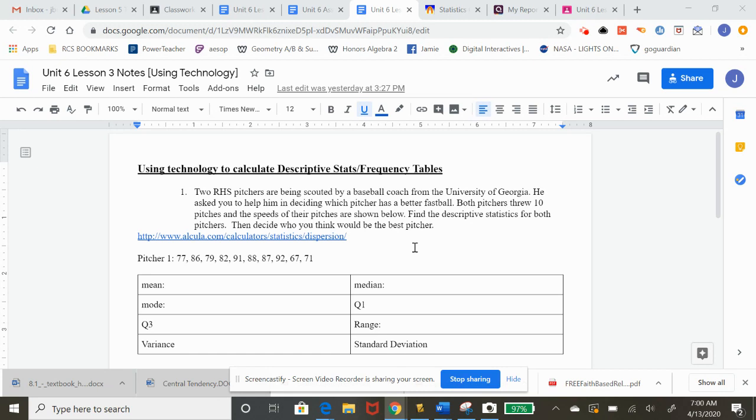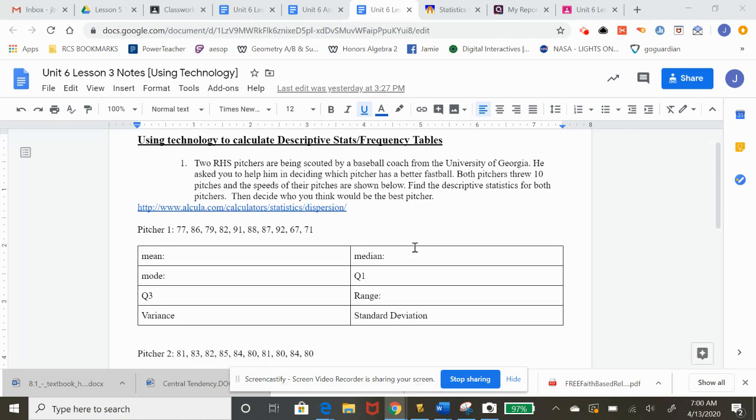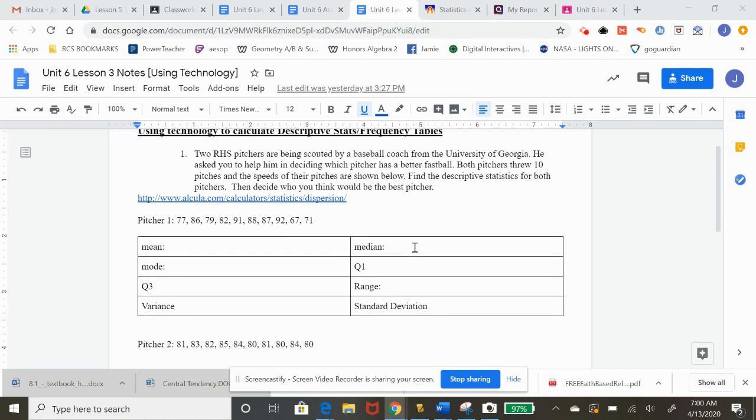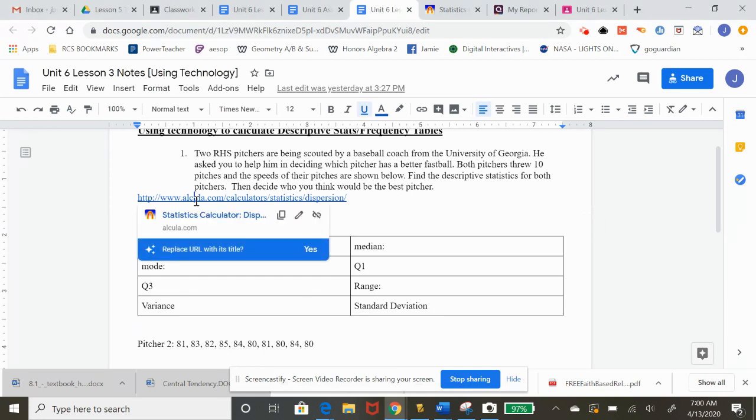So number one says two RHS pitchers are being scouted by a baseball coach from the University of Georgia. He asked you to help him decide which pitcher should have a better fastball. Both pitchers threw 10 pitches and the speed of their pitches are shown below. Find the descriptive statistics for both pitchers, then calculate who you think would be the best pitcher. So we're going to find everything, which makes it nice so you can see the statistics for each person at one time. So I'm going to copy this, and I already have this pulled up.